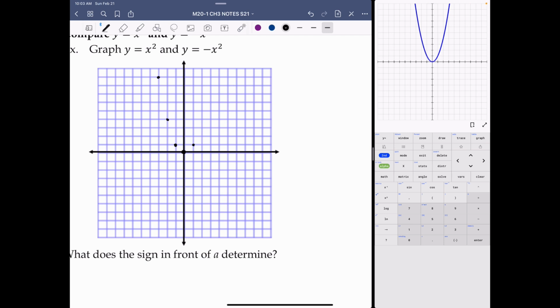So when x is 1, y is 1. When x is 2, y is 4. When x is 3, y is 9. Join those points together. And that's our graph of y equals x squared.